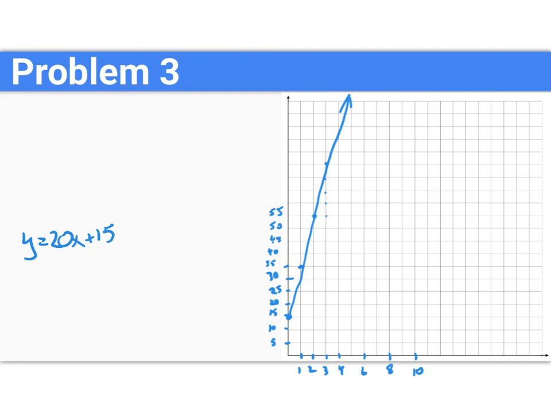Because this is a business, there is no negative time. So your graph will start at 0. The y will start at 0 at least. You don't worry about negative numbers for x.